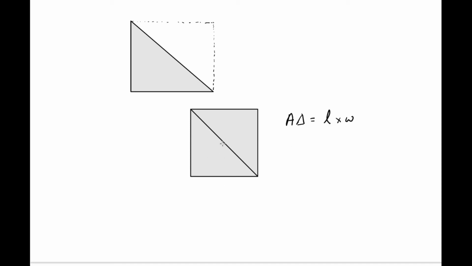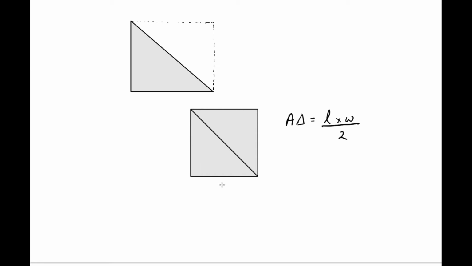A triangle is literally, if you take any kind of rectangle, square, shape, a triangle is half of that shape. That's all it is. So whenever we find the area of a triangle, we treat it like a square or a rectangle, and we say length times width, right? But then we divide it by 2, and we take half. And that is true for every triangle.